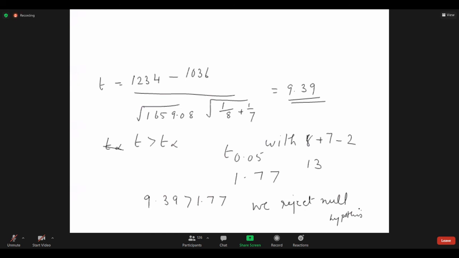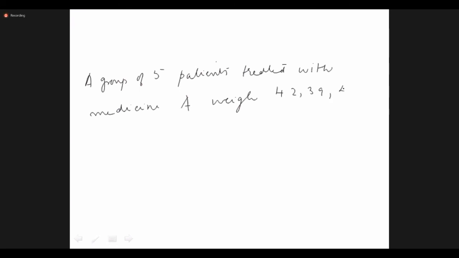A group, on the next page I am taking, and this is the last problem we are doing today. A group of 5 patients treated with medicine A weighed 42, 39, 48, 60 and 41 kgs.